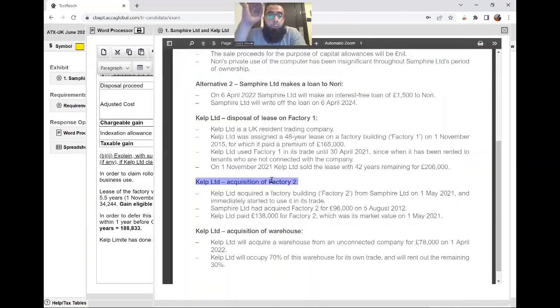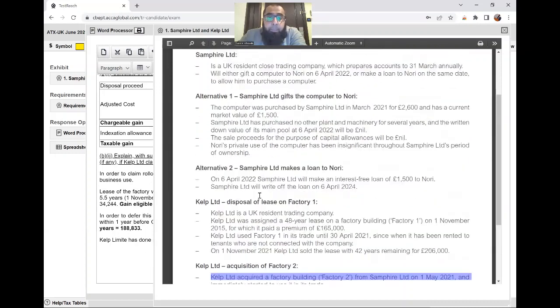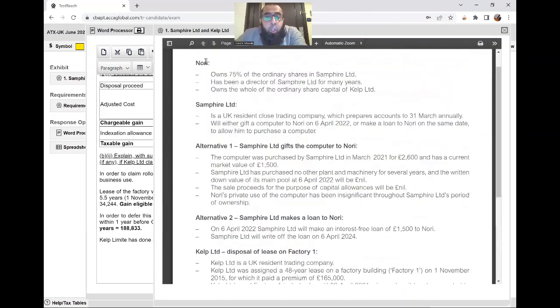Acquisition of Factory 2. Calp Limited acquired Factory 2 from Samphire Limited. Now, what is the relation between Calp and Samphire? Let's look at it. Noori owns 75% shares in Samphire, and Noori owns the whole share capital of Calp. Noori owns Samphire and Noori owns Calp Limited.